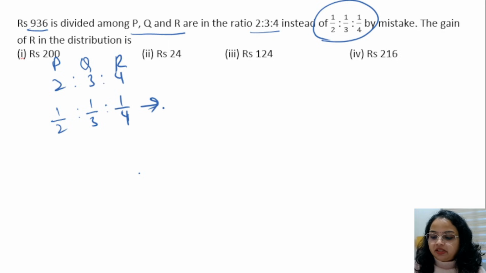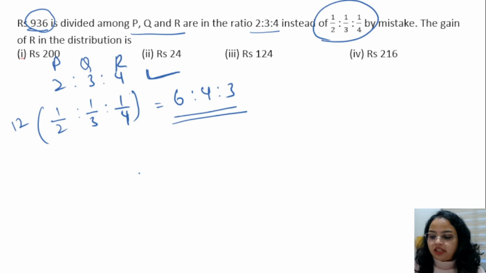Take the LCM. LCM is 12. So we will multiply this ratio by 12, we will multiply with the LCM. We will get 6 is to 4 is to 3. So this was done. The amount was being distributed in this ratio 2 is to 3 is to 4, instead of the second one.